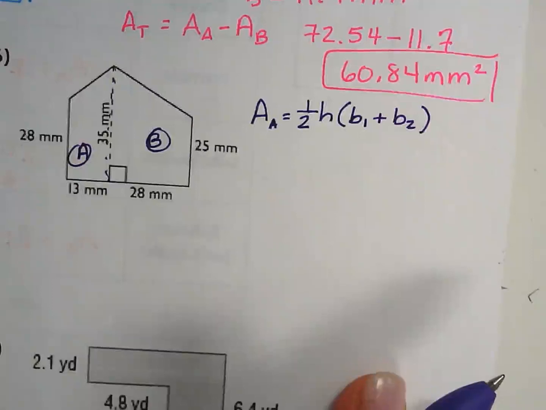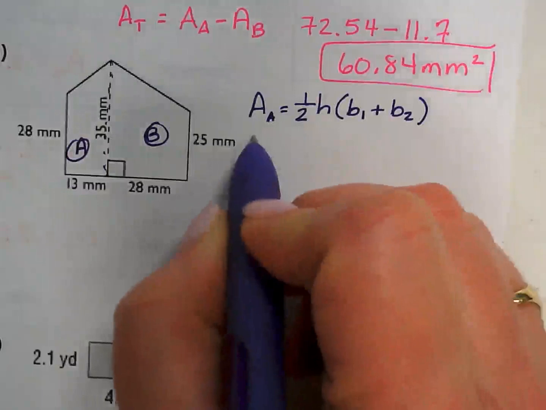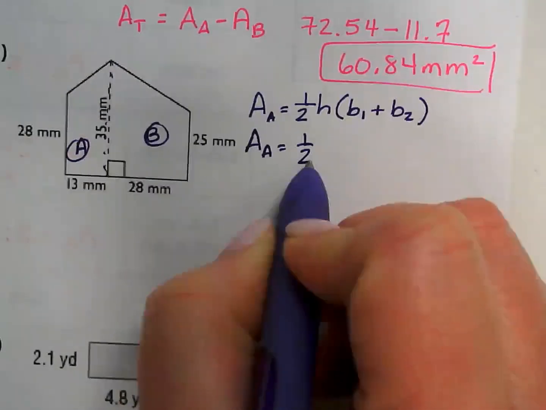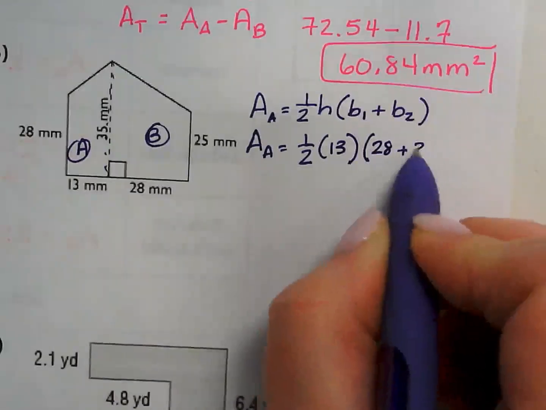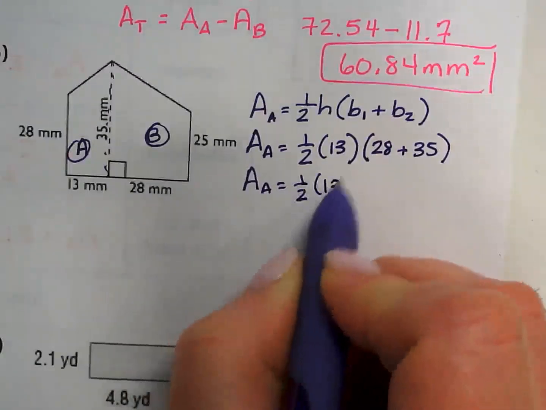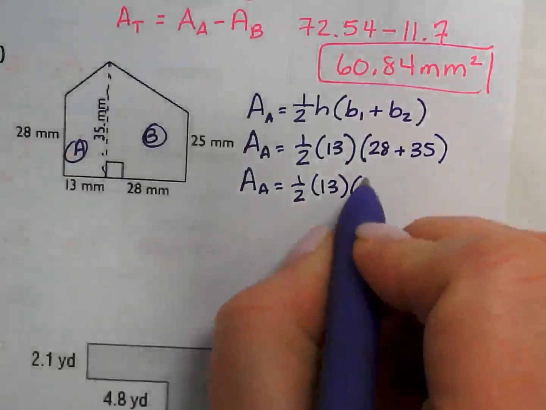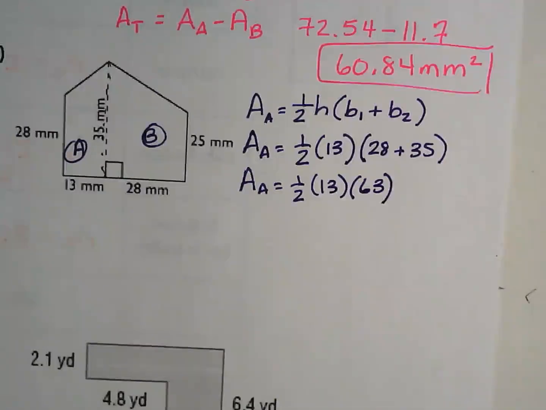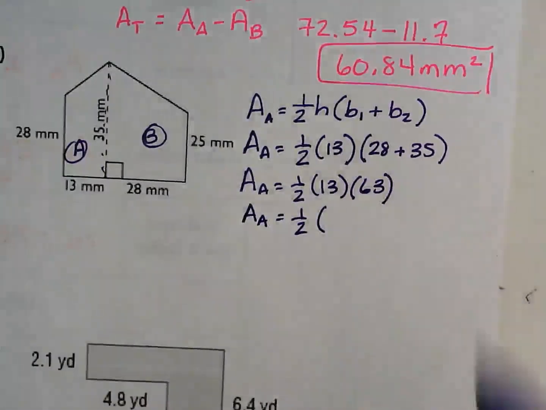Okay? So in this first trapezoid, the bottom base is 35 and the top is 28. So let's fill in everything we know. Half the height, which is 13, times the sum of the bases, which is 28 plus 35. So the area equals 1/2 times 13 times 28 and 35 together. 28 plus 35 is 63. And 63 times 13 is equal to 819. So area of A equals 1/2 of 819.